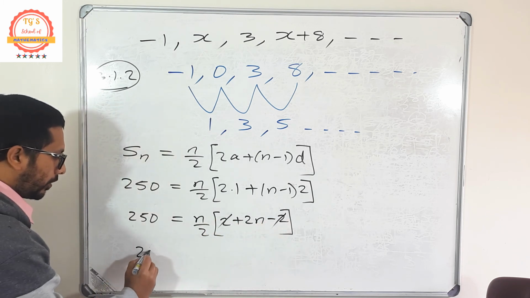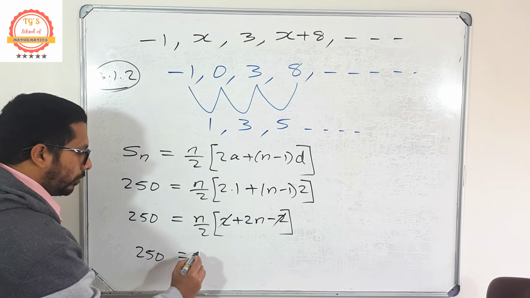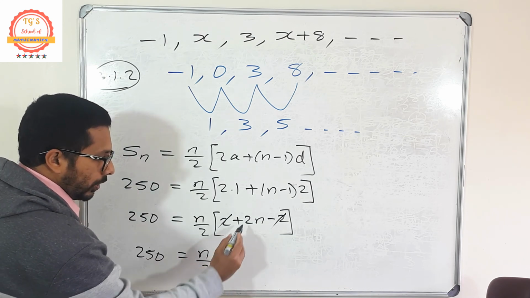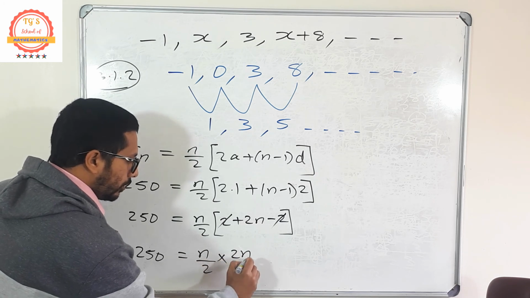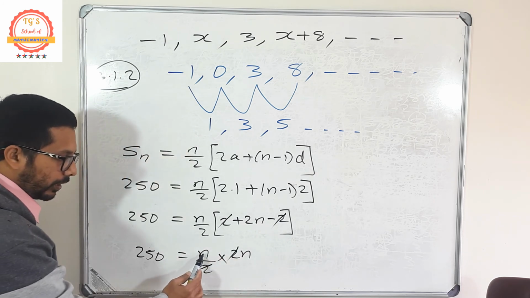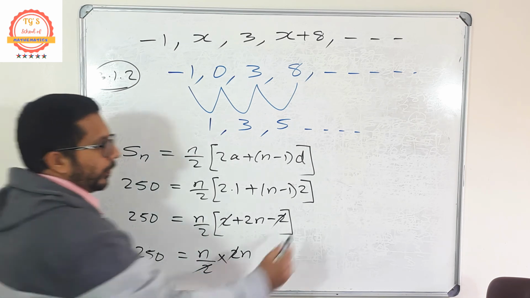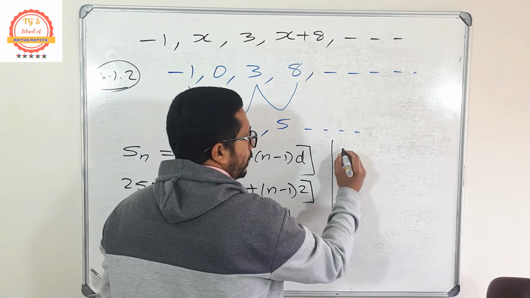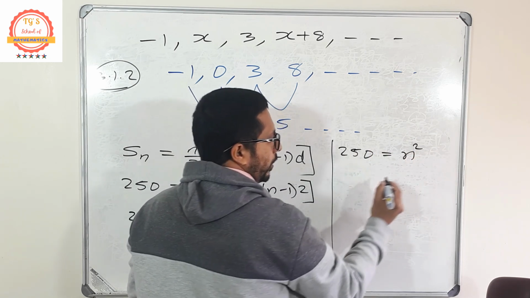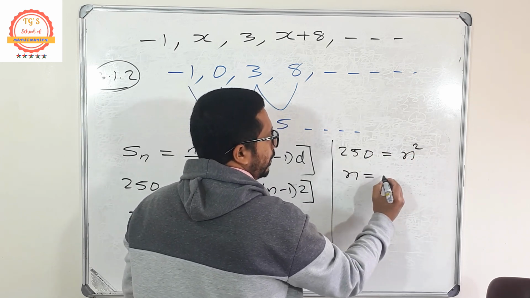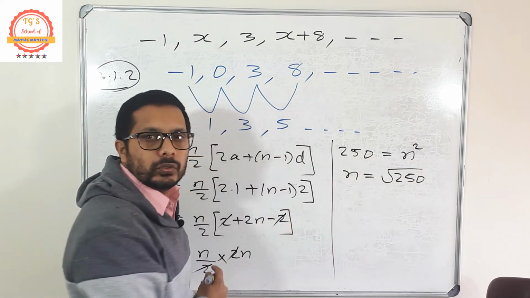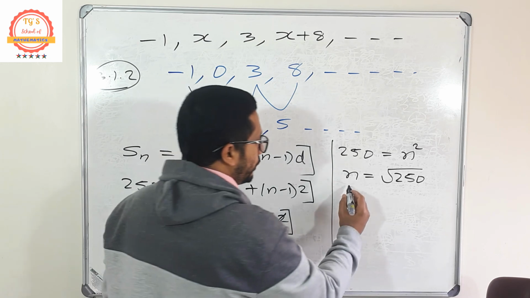So what is this one? 250 is equal to n over 2 into 2n. So here you can see this 2 and this 2 you can cancel. What is remaining? n times n. So it means that 250 is equal to n times n, which is n square. So n square is equal to 250. That means n is equal to root of 250.